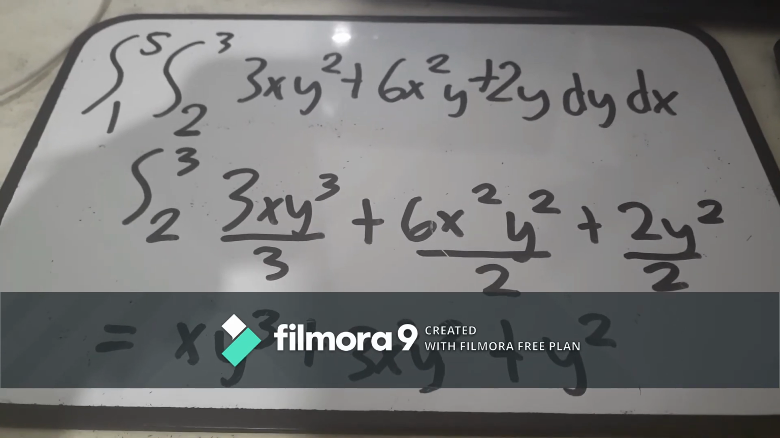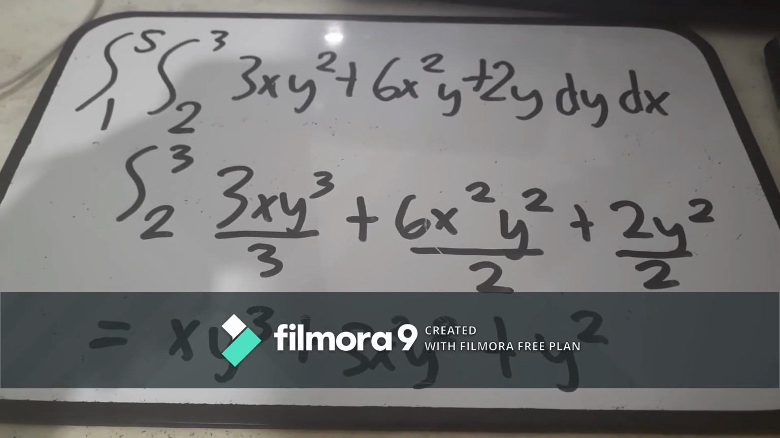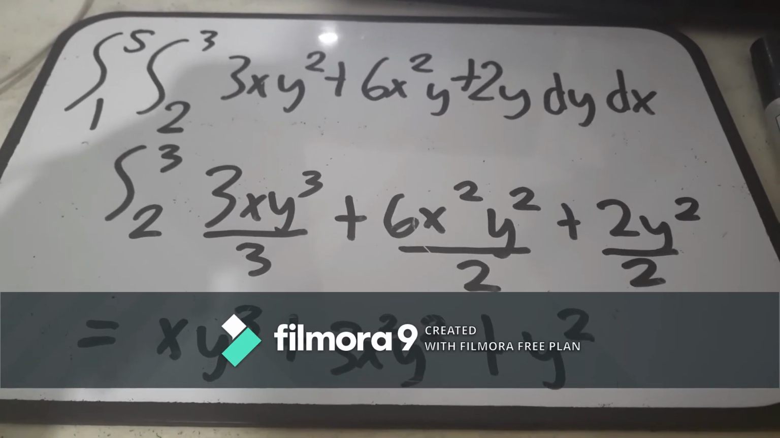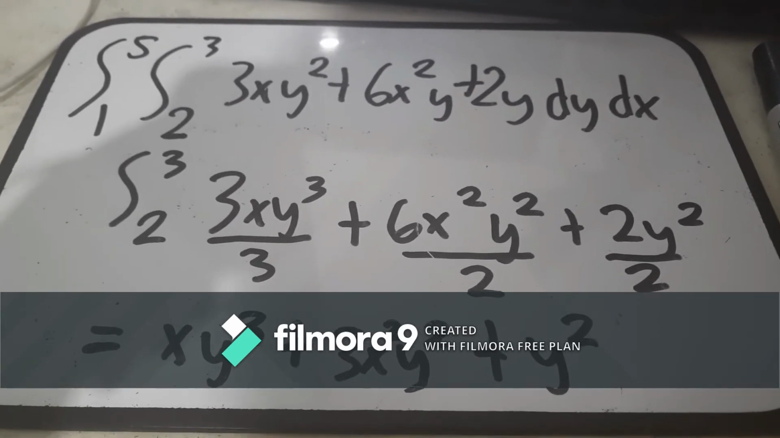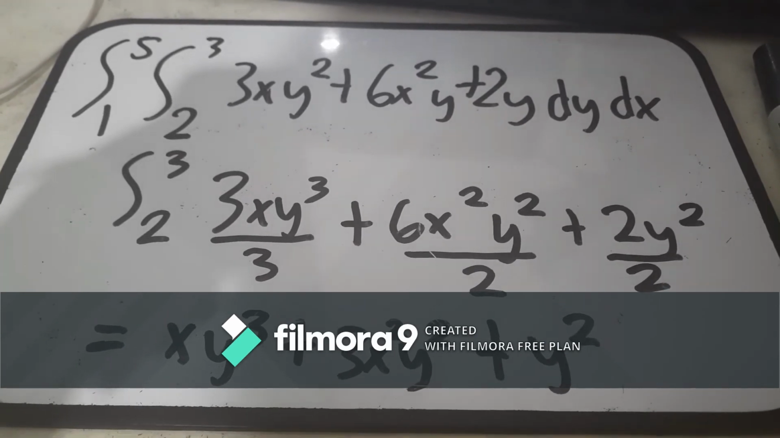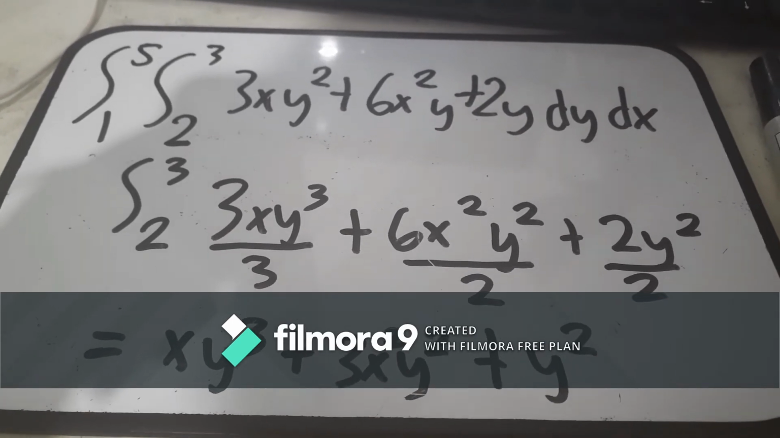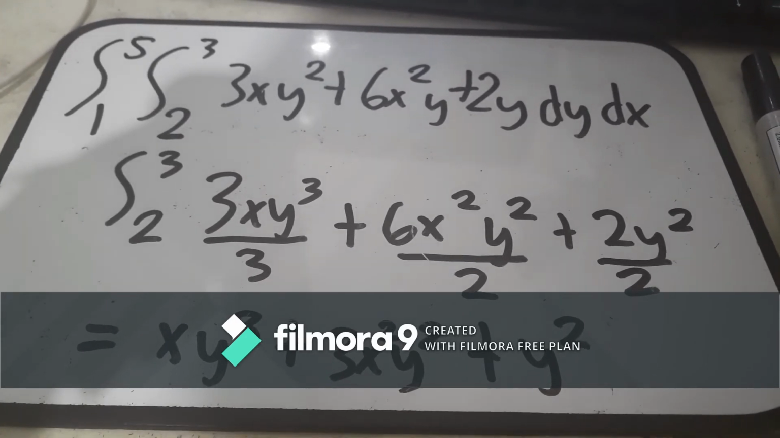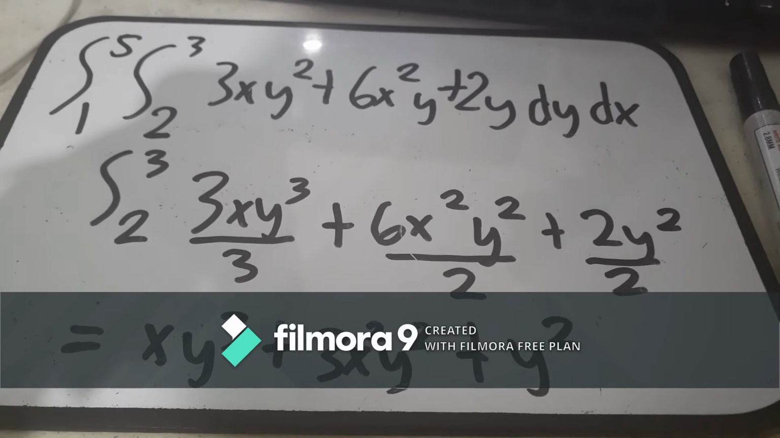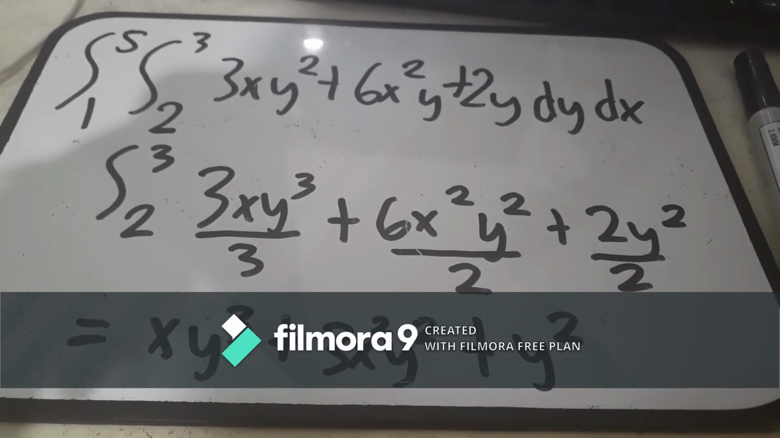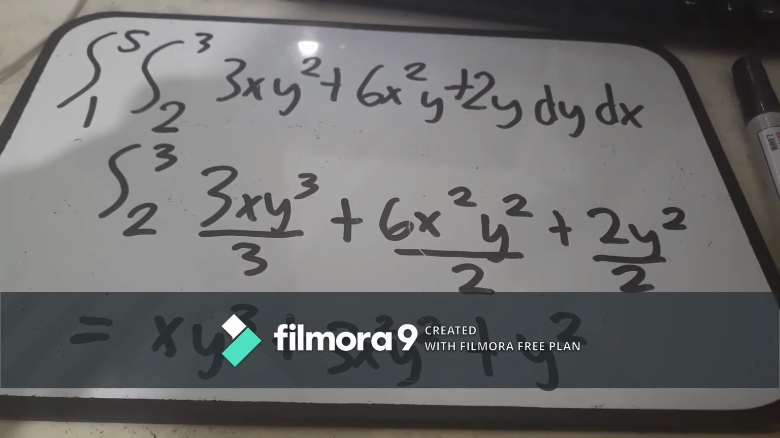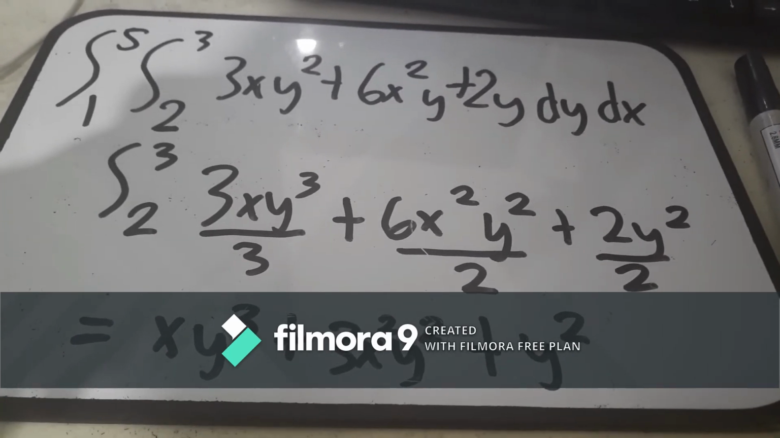And now we have a more complicated expression: 3xy squared plus 6x squared y plus 2y, and we need to integrate this with respect to y. And we have 3xy to the third power over 3 plus 6x squared y squared over 2 plus 2y squared over 2. And when we apply the cancellation, it will become xy to the third power plus 3x squared y squared plus y squared.